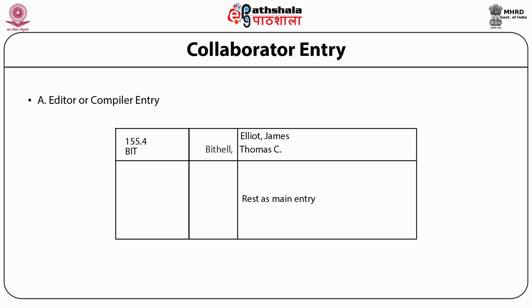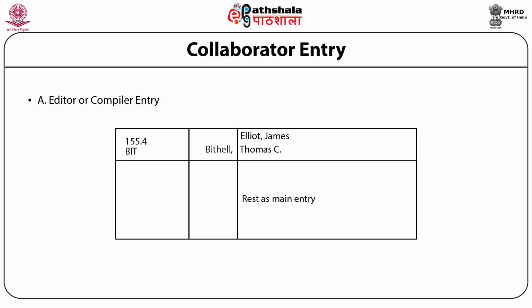Collaborator entry, editor or compiler entry. Rule 21.30b prescribes to prepare entries for collaborators given in a prominent manner. If the main entry is under the heading for a corporate body or under a title, make added entries under the headings for collaborating persons if there are not more than 3, or under the heading for the first name of 4 or more.